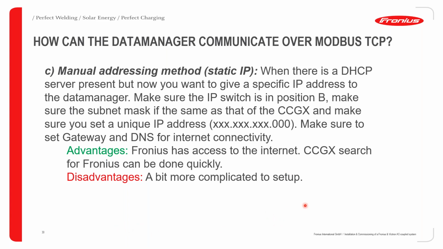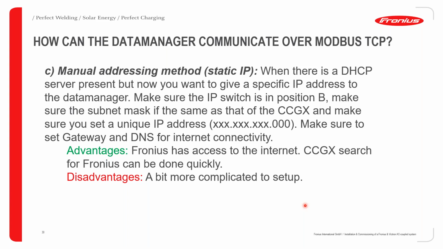Disadvantages, it's a bit more complicated to set up. Okay, so please do take note. Whenever you're setting up Modbus TCP comms between Fronius and Victron, you need to do this. But you also need to make the Victron and Fronius communicate for normal operation. So where you have an operation where you can feed into the grid, you still need to do these settings.